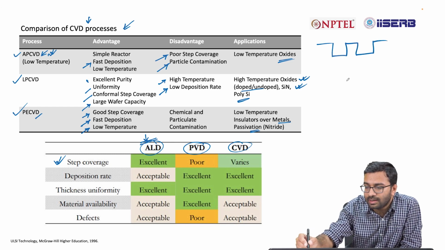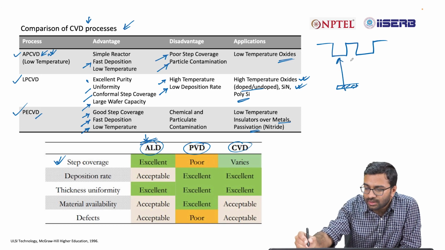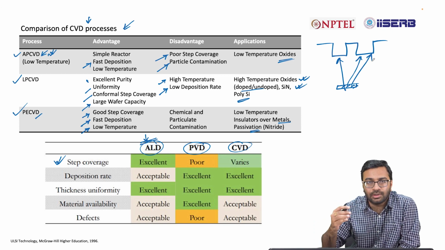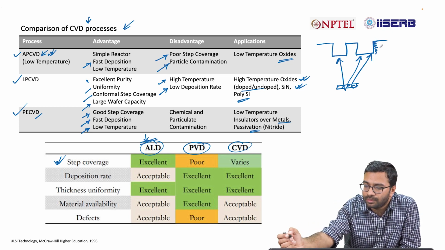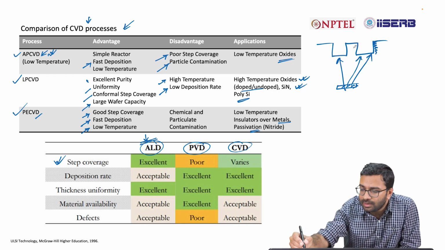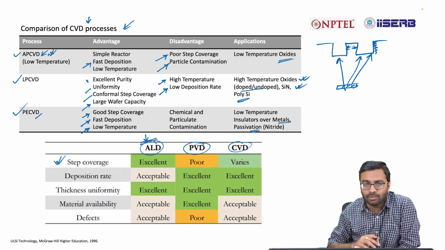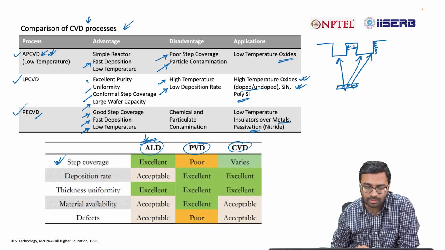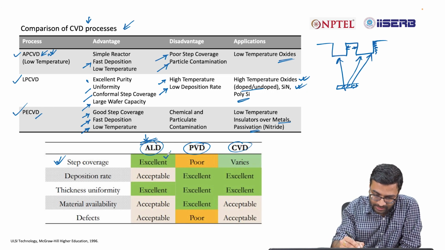If you have pattern of this sort and then if you have a source, because it's directional, sort of line of sight deposition, so you will find here the deposition is not that good, right? Or maybe in these edges also it will not be very nice deposition. So it's a non-conformal deposition, that's why step coverage is very poor. However, in case of ALD, step coverage is excellent.